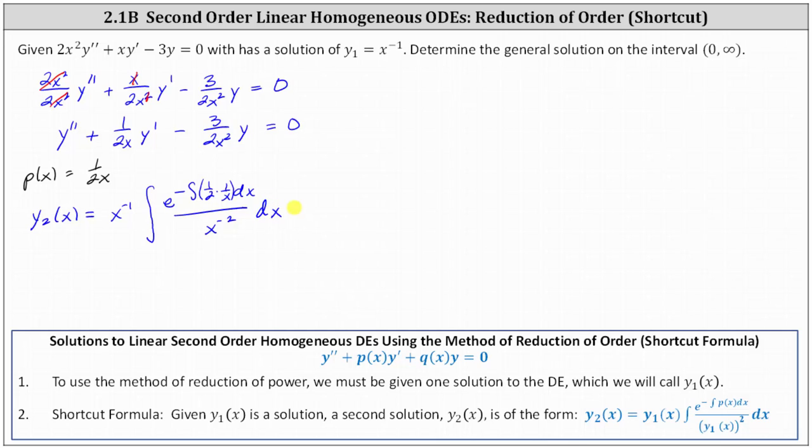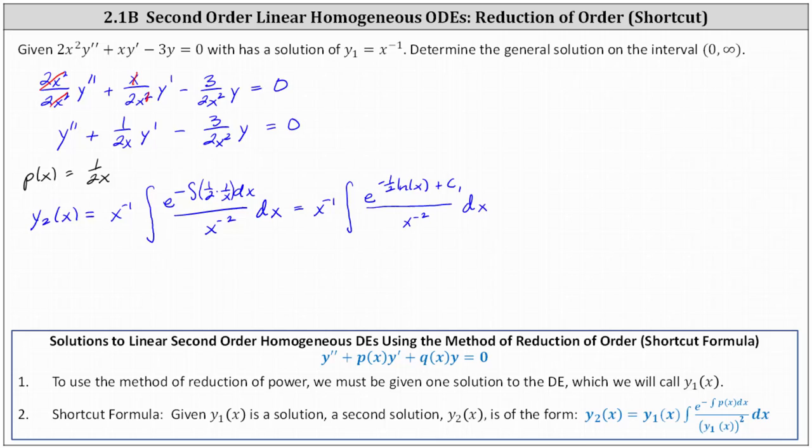And now let's begin evaluating. We have x to the power of negative 1 times the integral of e, and then the opposite of the integral of 1/2 times 1 divided by x dx is equal to negative 1/2 natural log x plus a constant which we'll call c sub 1. We can leave off the absolute value here because we're solving on the interval from 0 to infinity. This is divided by x to the power of negative 2.